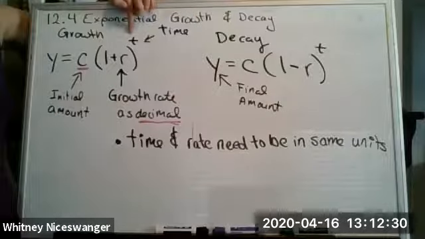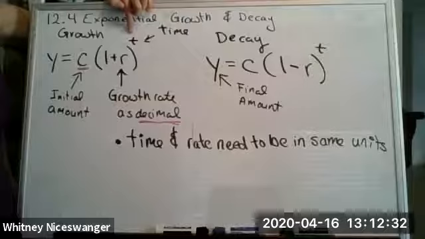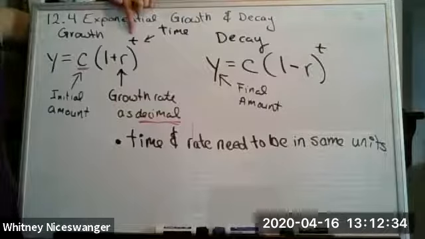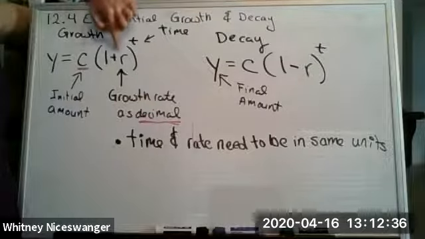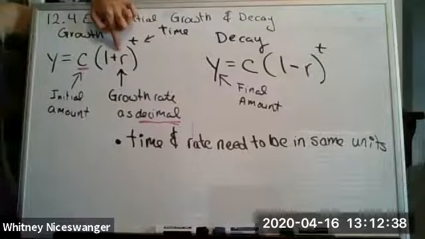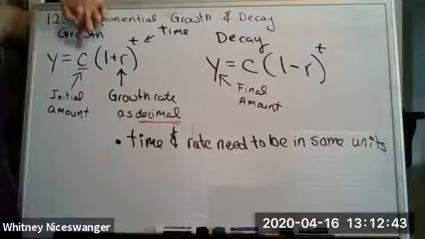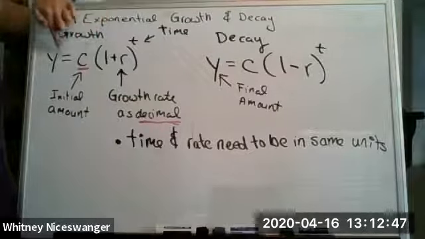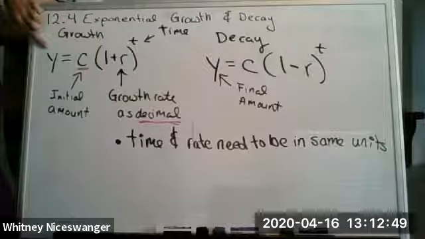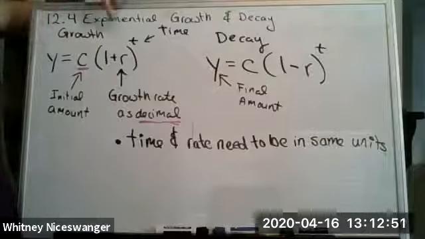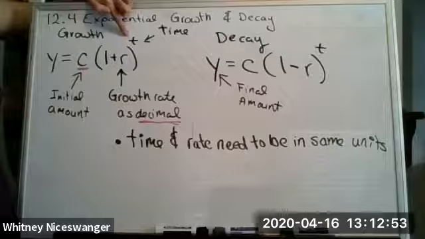So T is time, okay? So you have to know how long it's growing for, T, its growth rate as a decimal. So say it grows at 10% a year, as a decimal, that's 0.1, and the initial amount you have. When you plug this into this formula, that will give you the amount you end up with after this amount of time, okay?